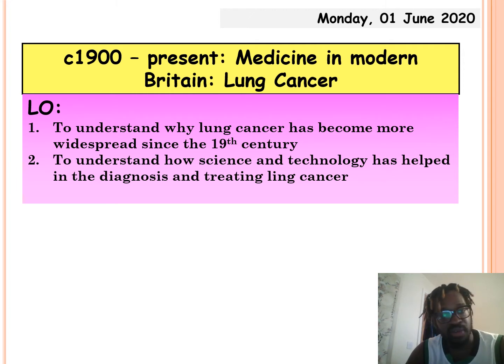So in the medieval times, it was the Black Death. Then we did the plague again, which came back in 1665. In the Renaissance period, they did cholera, and in the industrial period, which is going to end with lung cancer as the 20th century example. So the objective says to understand why lung cancer has become more widespread since the turn of the century, and to understand how science and technology has helped in the diagnosis and treating. I don't know why that says ling, my apologies, I should say lung cancer. So in the diagnosis and treating of lung cancer.